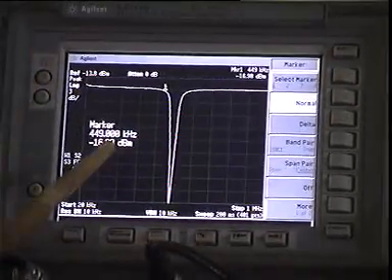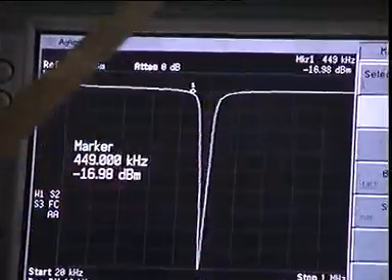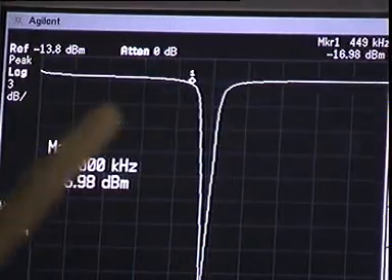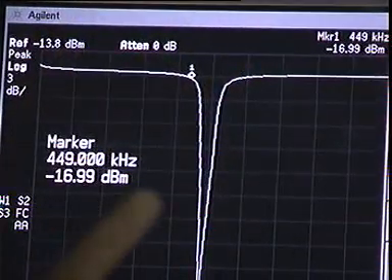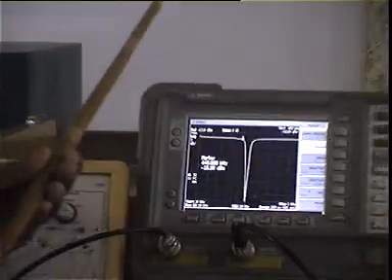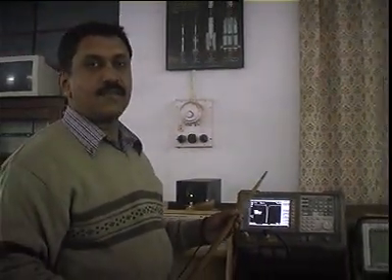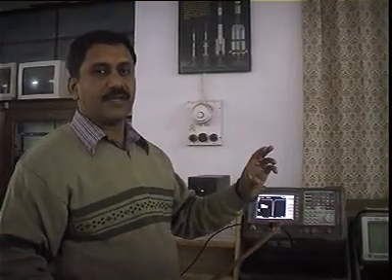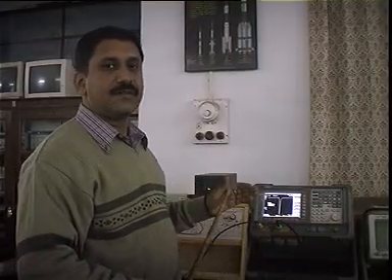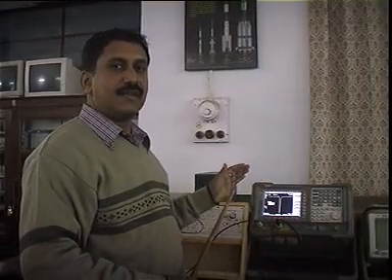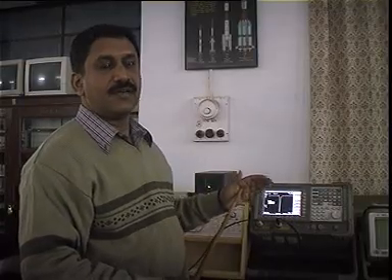Likewise, I can also find out the 3 dB bandwidth of a band reject filter. So all this is a simple way of characterizing filters, and in industry, in a real-time environment, this is the way people will characterize. Nobody would use an oscilloscope and a function generator. That is fine for laboratory, for understanding purpose. But in an industrial environment, this is the way you will characterize a filter. So this is the way we will characterize a filter using a spectrum analyzer.